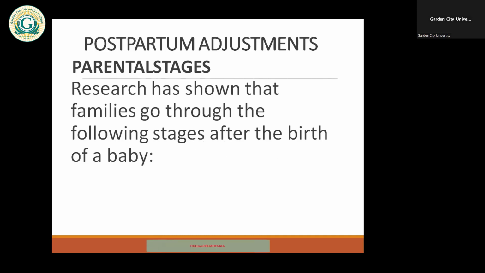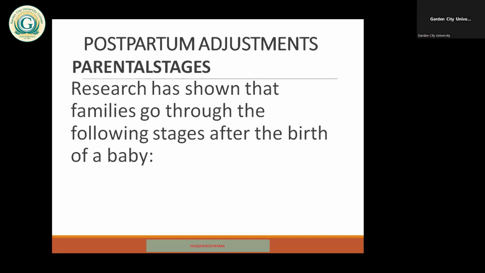So therefore today, the postpartum adjustments or the parental stages. We said after delivery, clients go through a lot of stages. And it is when we know the stages that the client goes through that it will be possible for us to manage the client. When we don't know the stages, it will be very difficult for us to manage the client. So it is good that we know all the stages, and then for each of the stages, we will talk about the responsibility of the midwife during that stage. Okay, so that is where we got to, and we were given a reading, an assignment.